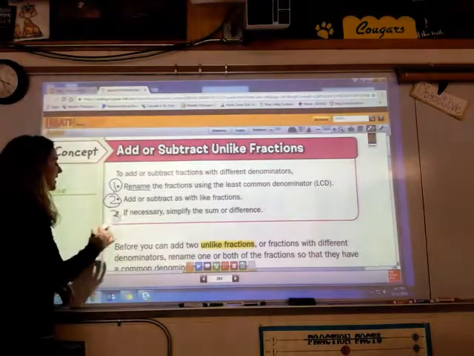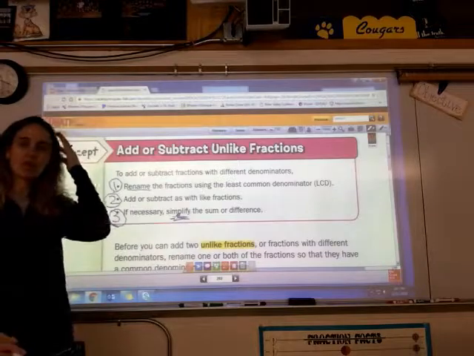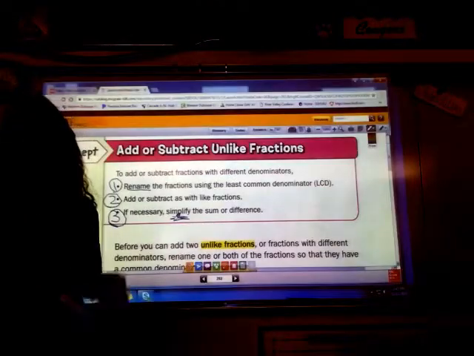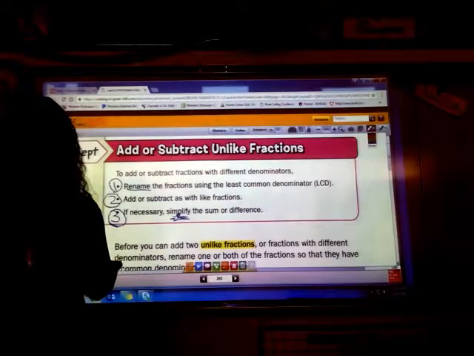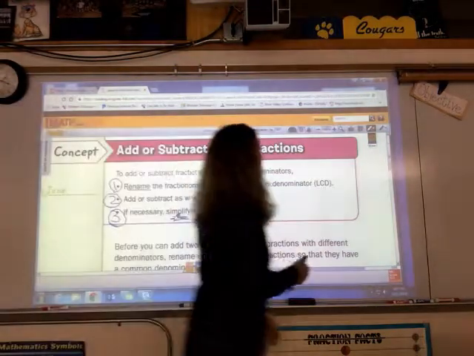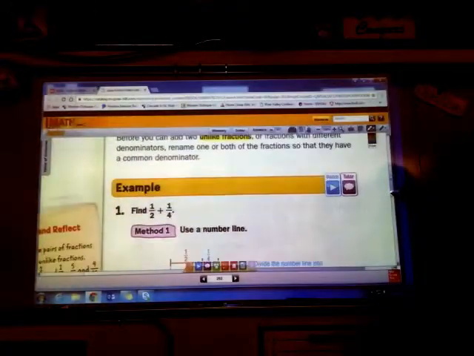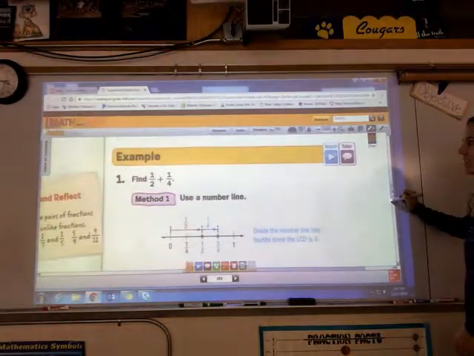And then last but not least, making sure that we simplify. We always want to make sure that our answers are in simplest form. Please do not leave them as improper fractions as well. Make sure that they are simplified down. Before we can add or subtract fractions with unlike denominators, we have to make sure that they have that common denominator.